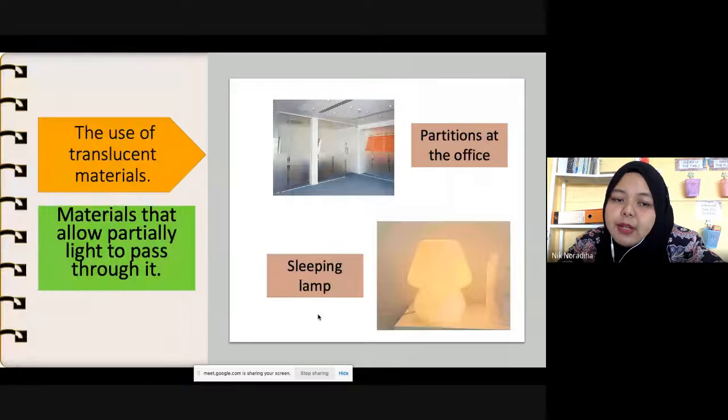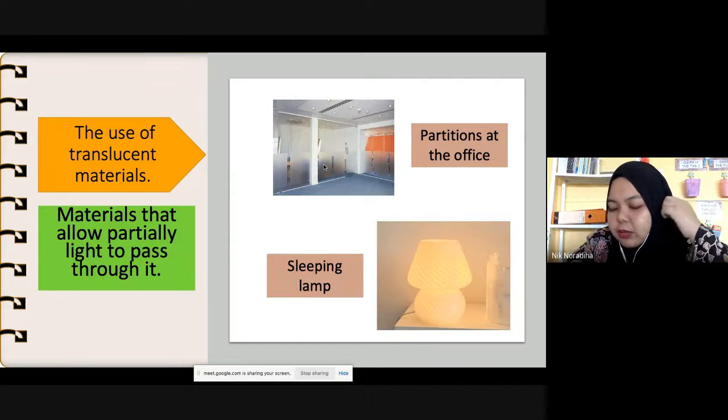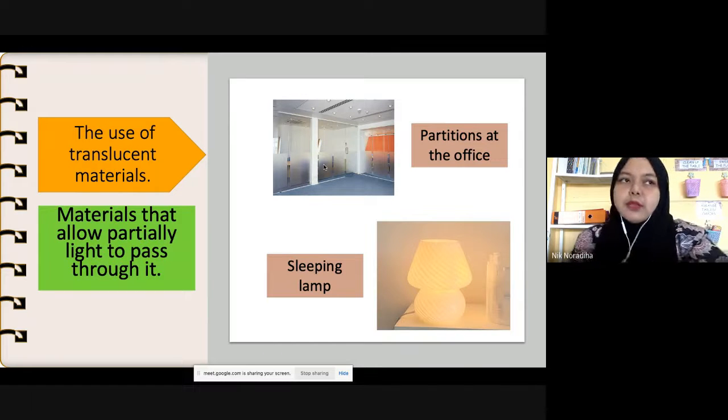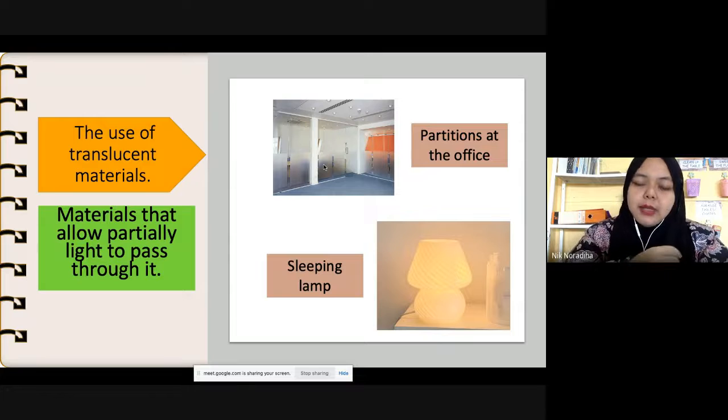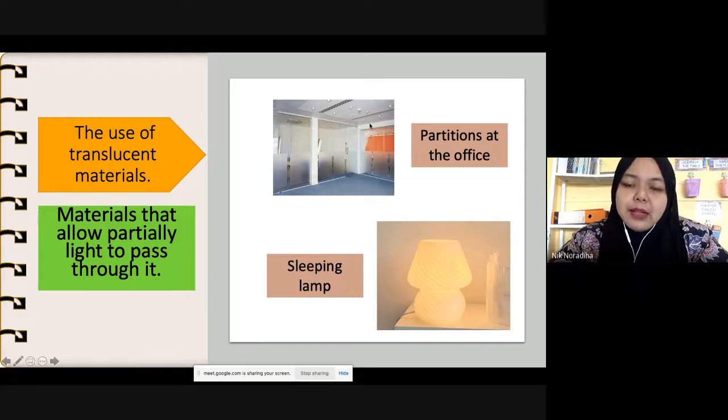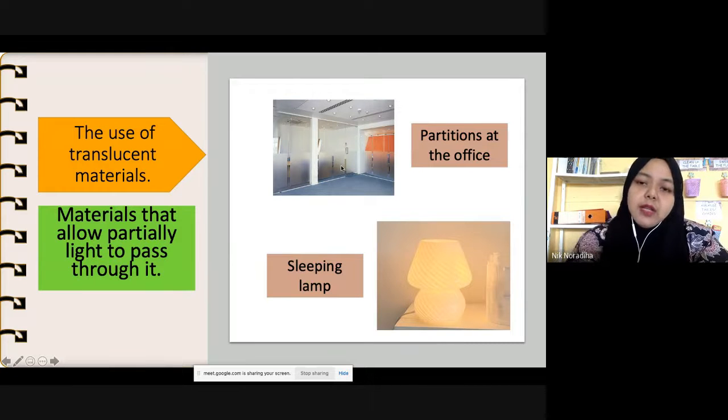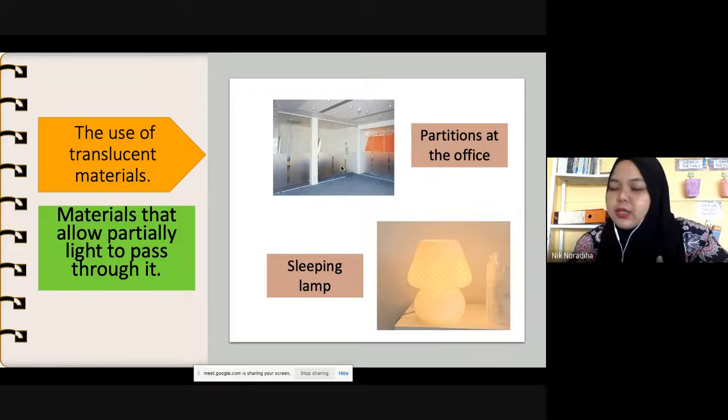Okay, how about translucent? Translucent, this is what teacher mentioned just now. Partitions in the office. In some offices, we have these partitions to help give us privacy. For example, if you want to do a meeting, it's better if we have this kind of partition because it will give more privacy for us to discuss certain things, okay?